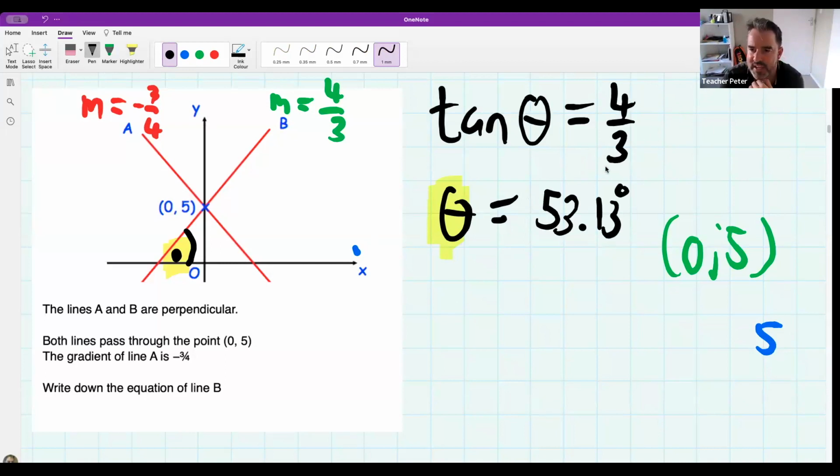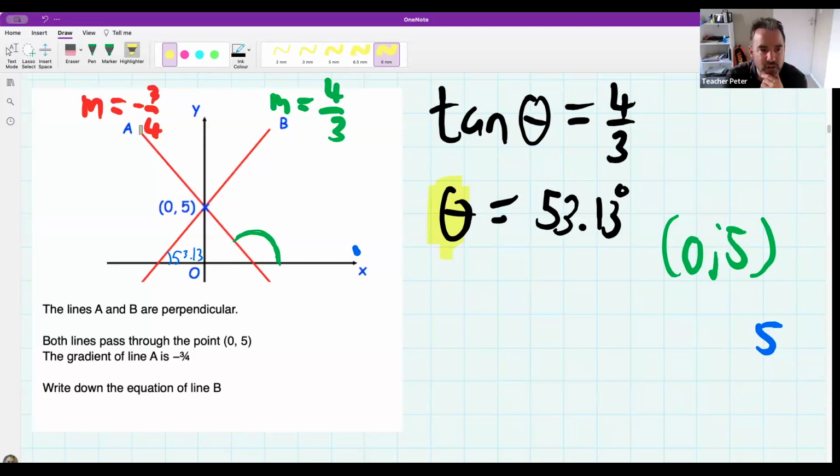Okay, fantastic. All right. So we have worked out that this angle over here is 53.13. But we're not done yet. I want you to work out for me now what this angle over here is.